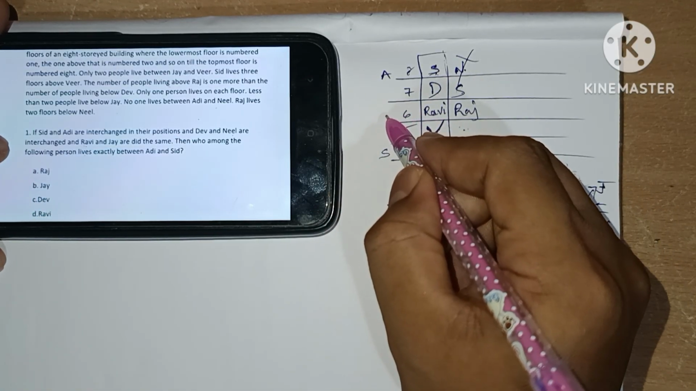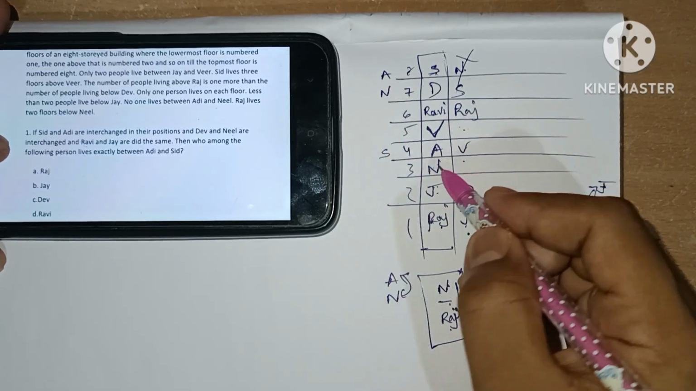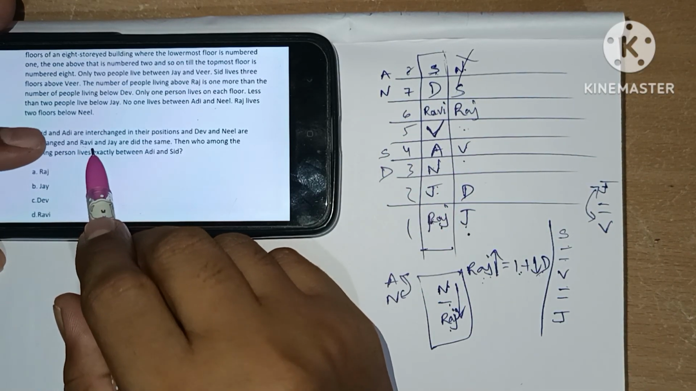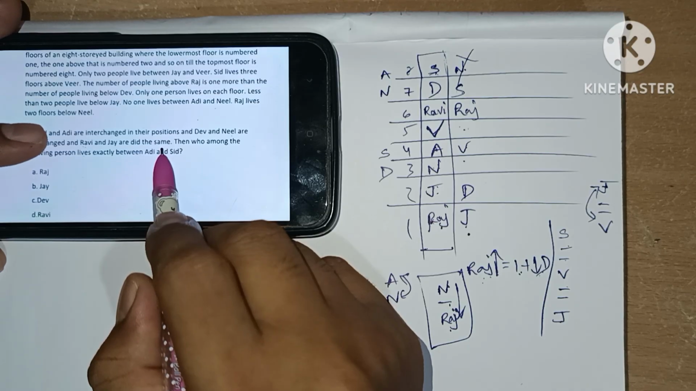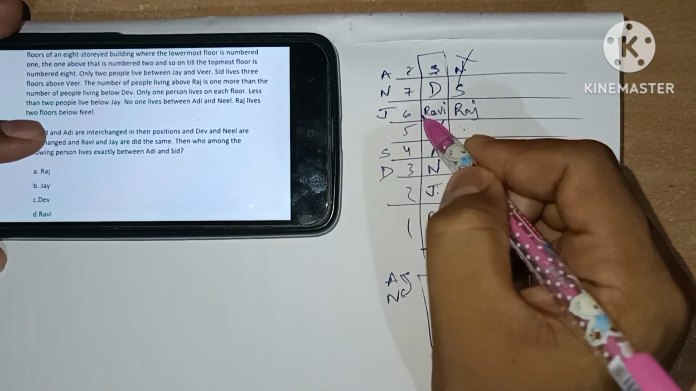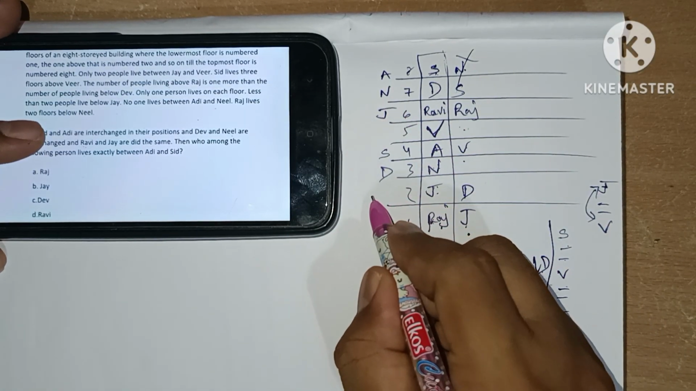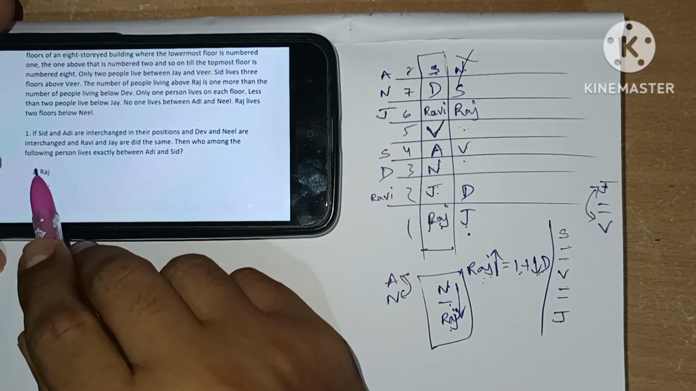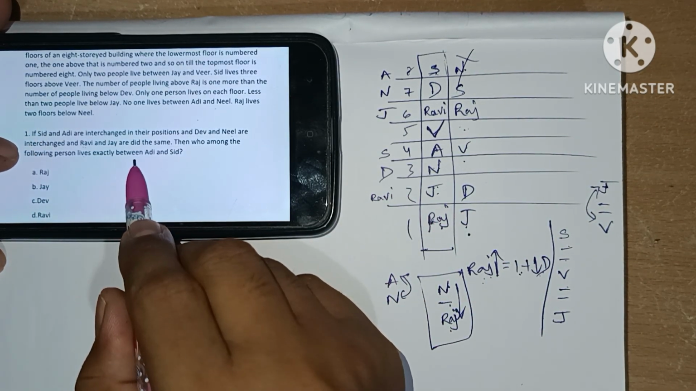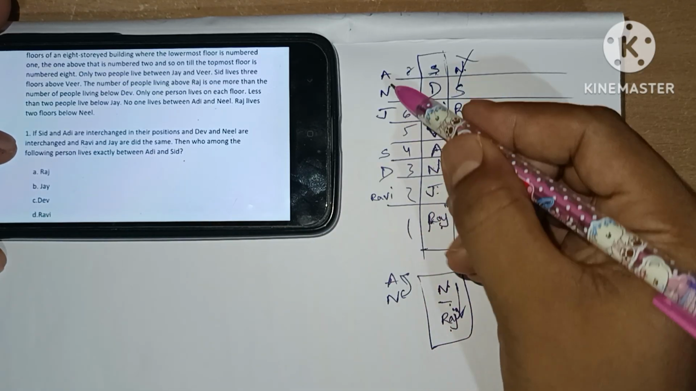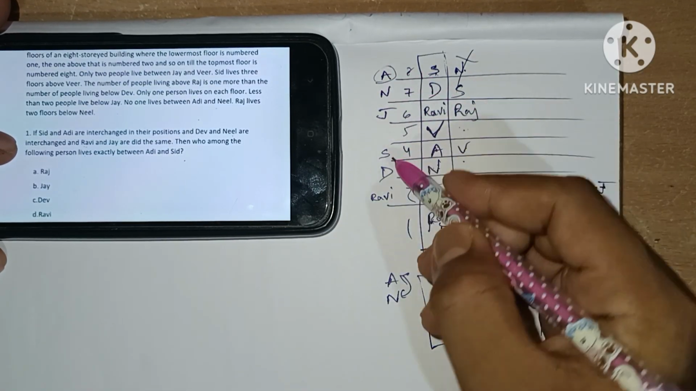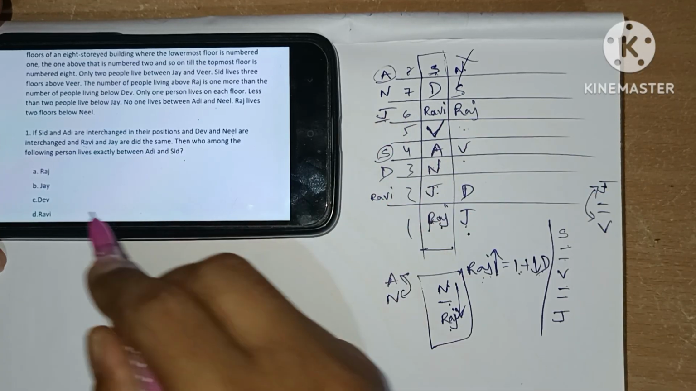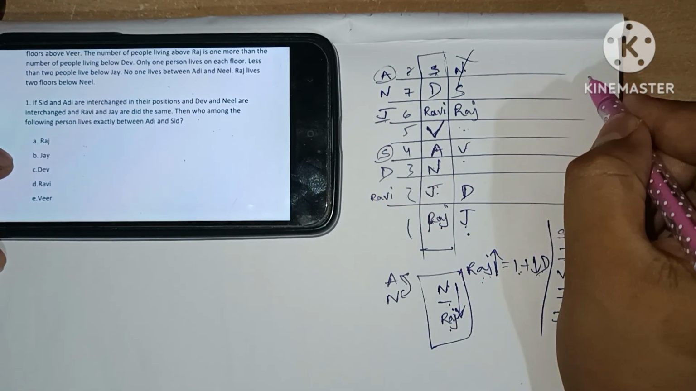Dev and Neil. This is Neil and this is Dev. Ravi and J did the same. This is J and this is Ravi. Then who among the following persons live exactly between Adi and Sid? This is Adi and this is Sid. Who is exactly between means J. Answer is J. Option B is our answer.